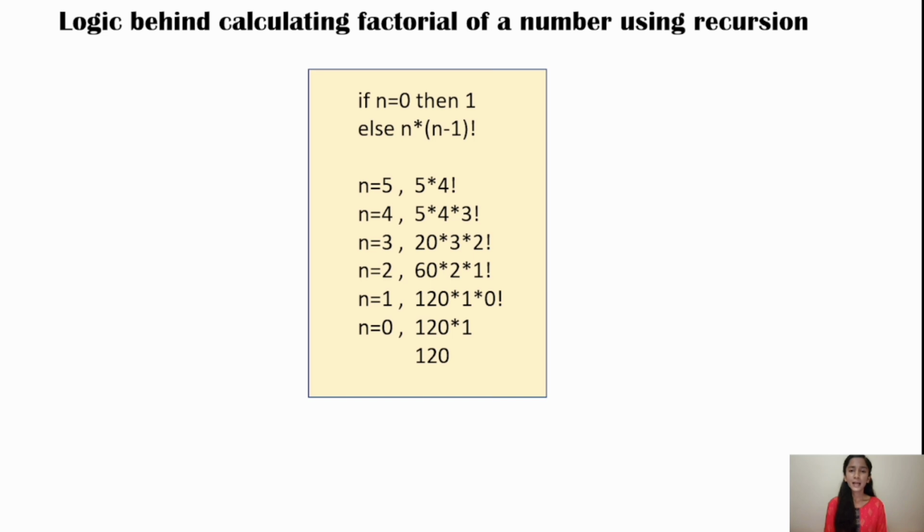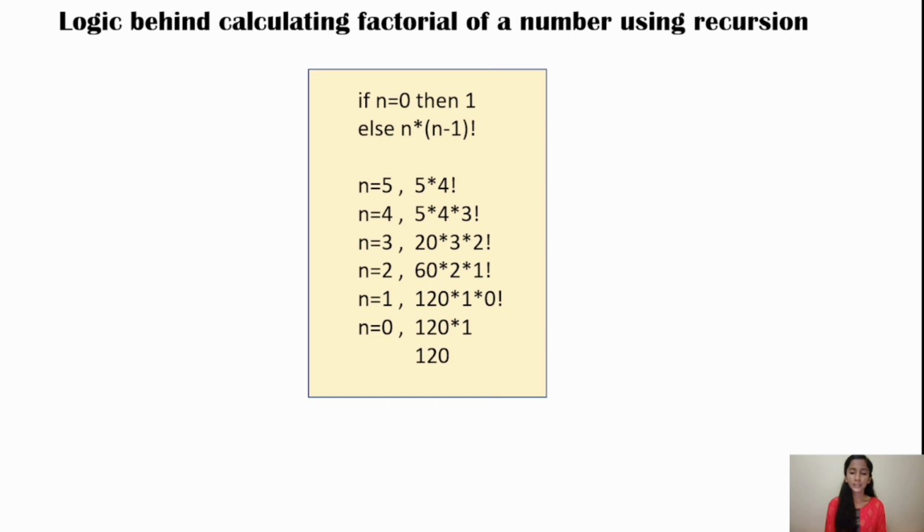Now let's take an example where n is equal to 5. 5 is not equal to 0, the condition becomes false, so the else block will execute, that is 5 into 4 factorial. And again, here our n becomes 4, so 4 is not equal to 0, again the else part will execute, that is 4 into 3 factorial. And now 5 fours are 20 and our n becomes 3. 3 is not equal to 0, again the else part will execute, that is 3 into 2 factorial.